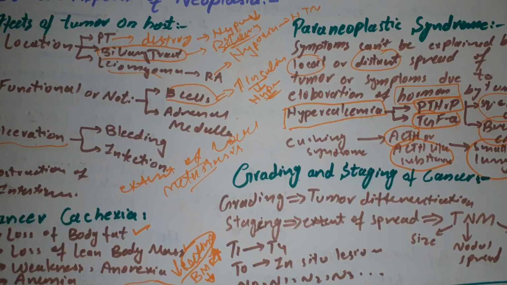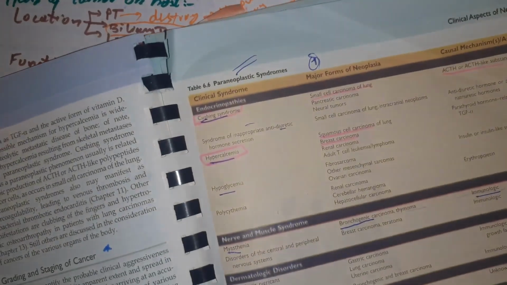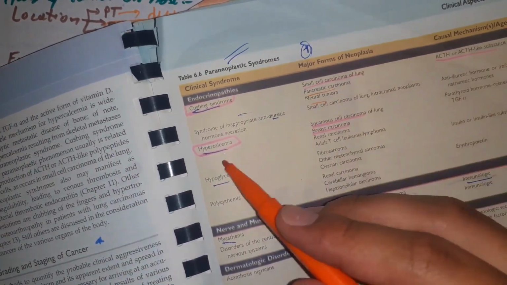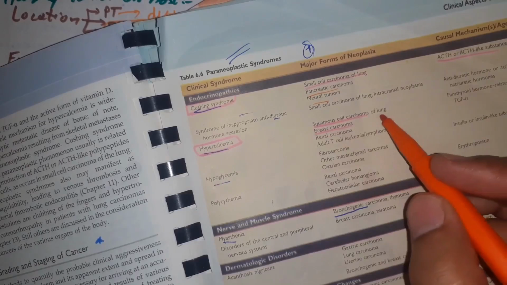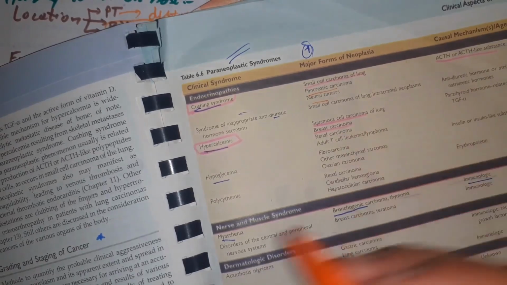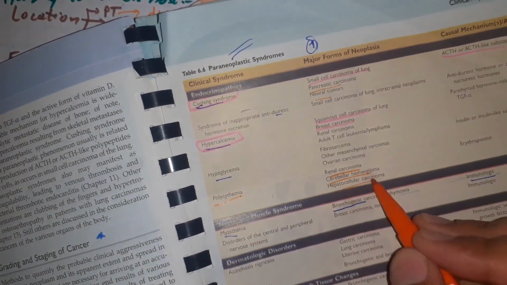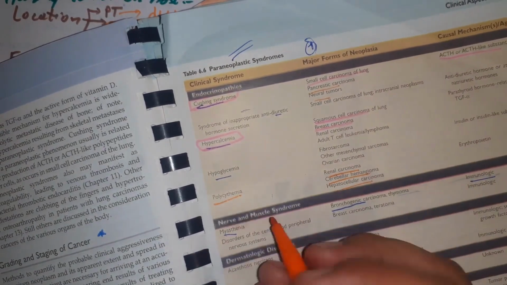There are different paraneoplastic syndromes which are written here in the book. You can have an overview here. Important ones are Cushing syndrome, shown mainly by small cell carcinoma of lung, and other carcinomas such as pancreatic carcinoma and neural tumors. Hypercalcemia is shown by squamous cell carcinoma of lung and breast carcinoma. Polycythemia is important here. It is shown by renal carcinoma, cerebellar hemangioma, and hepatocellular carcinoma. Acanthosis nigricans is also important here. It is basically shown by gastric carcinomas and lung carcinoma. Gastric carcinoma here is important. Moreover, it is also shown in type 2 diabetes.